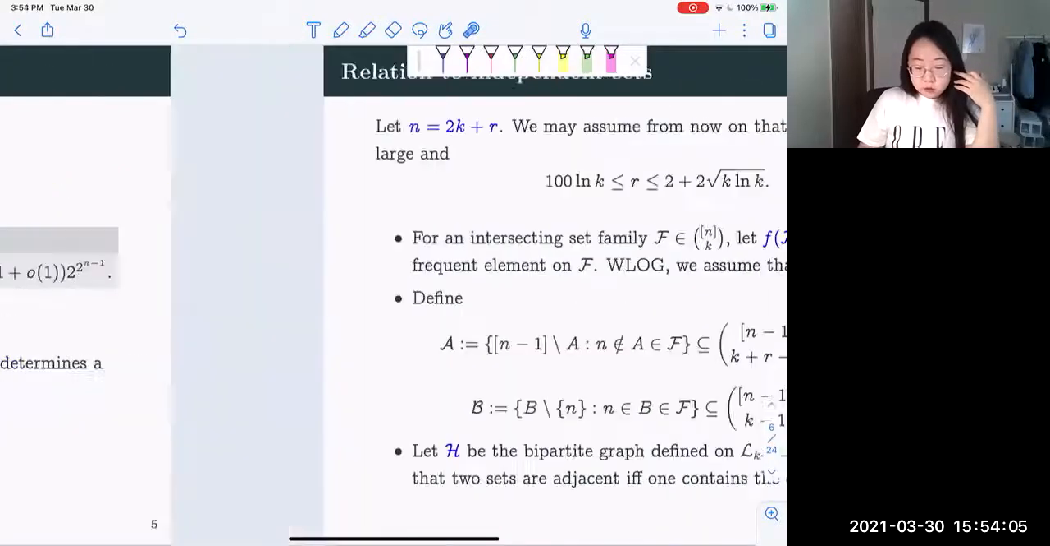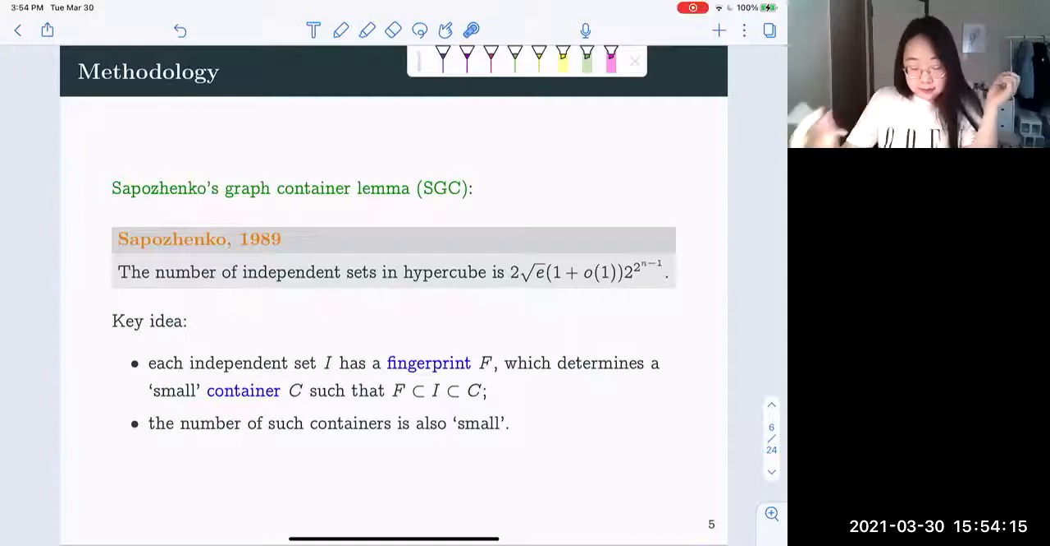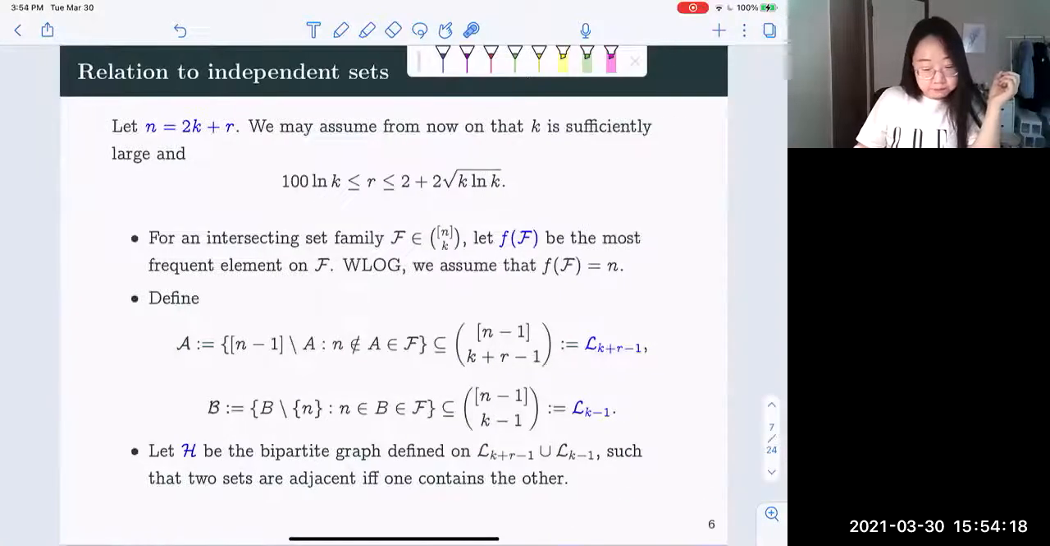Okay. So to apply this container idea to our problem, the first task is to build a bridge between the intersecting family and the independent set. And it turns out there is a very natural way to do that. For simplicity, let n equal 2k plus r. And now we can assume this r is between 100 log k and 2 times root k log k. The lower bound is just from our assumption, and the upper bound comes from the fact that when r is larger, it has already been proved by another group. So it saves some time.